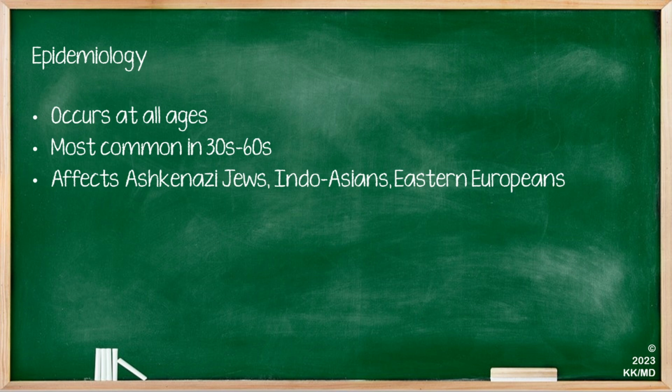As for its epidemiology, it can occur at any age. However, it is most common amongst the ages of 30s and 60s. It particularly affects Ashkenazi Jews, Indo-Asians, and Eastern European populations.